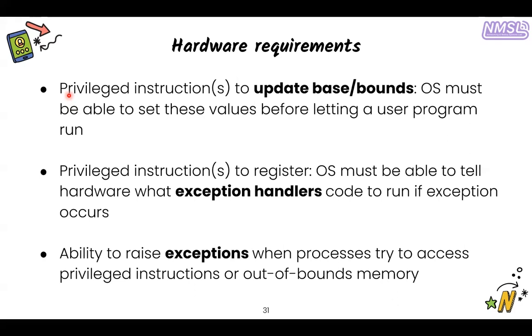So hardware needs to support this. The OS must be able to set these values before letting a user program run. And also another privileged instruction to register exception handlers. The OS should be able to tell hardware what exception handler code to run when an exception happens. And of course, you can raise exceptions when a process tries to execute privileged instructions or access out of bounds memory.